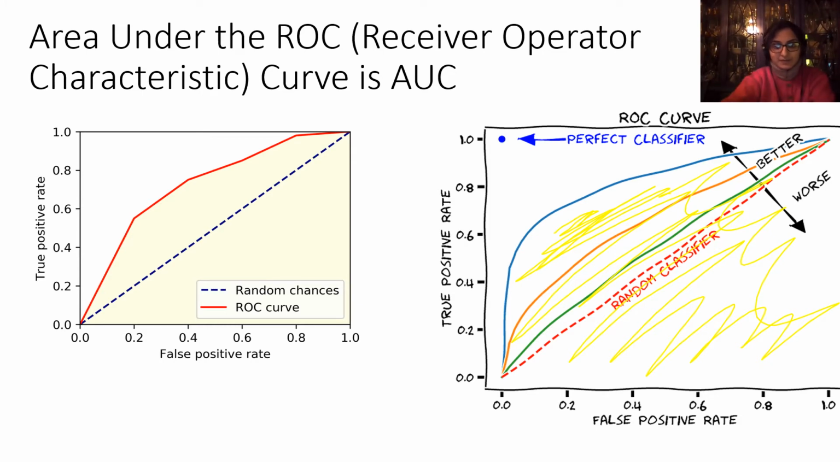But the perfect classifier here is essentially this. It has zero false positives and all of them true positives. That would be ideal, to have no false positives and to have 100% true positives. That would be great. So out of all the positives, how many are correct?